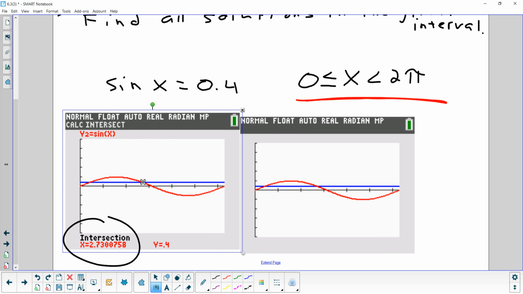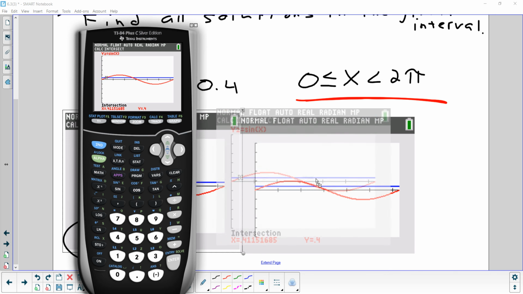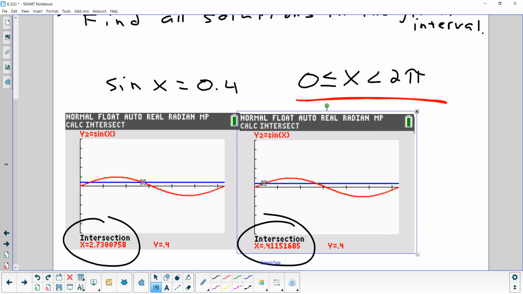Okay, so I got 2.73. Now, I need the one that's further to the left. So I need to take a little time to move my cursor. And then hit enter. And there's the second one. So the 2 answers are 2.73 and 0.412 if we round. And that's it. Those are the 2 answers. It doesn't matter the order you list them in. If there were 2 boxes on Elastic to type them in, you'd get credit no matter which one you put first. It doesn't matter.